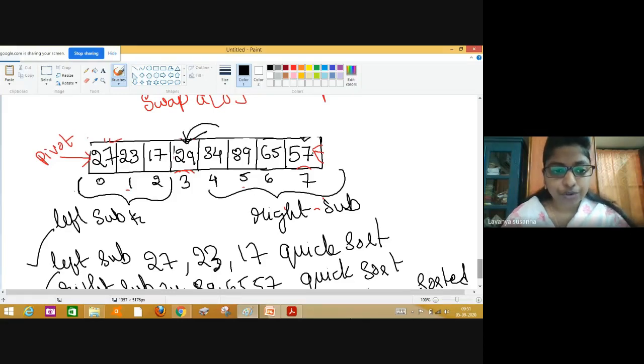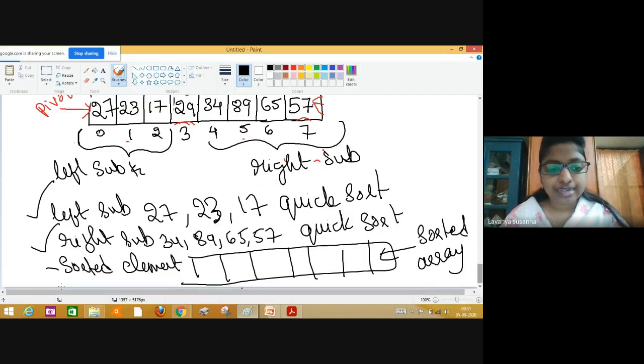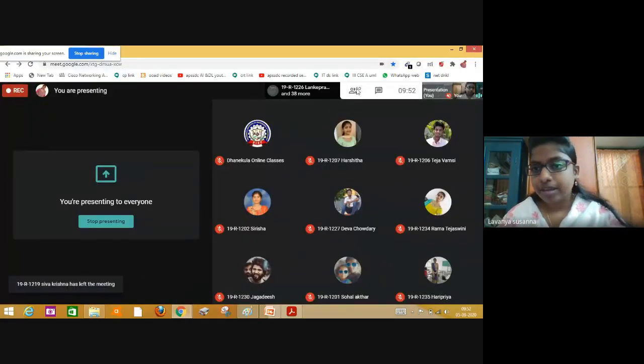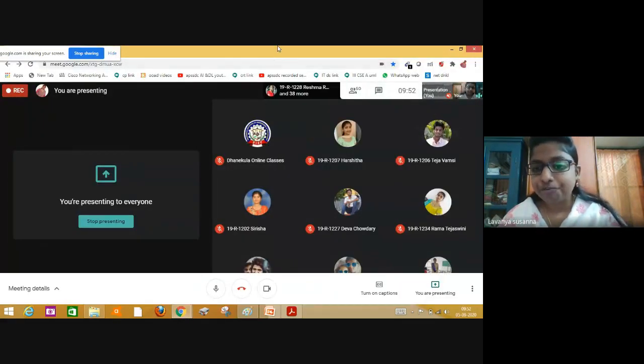Now what you have to do? You need to apply quicksort for the left sublist, repeating from step 1. And again you need to apply quicksort for the right sublist, and repeat the process. Okay. Now you will get the sorted array. After solving the left sublist and right sublist, you will get the sorted array. This is quicksort.